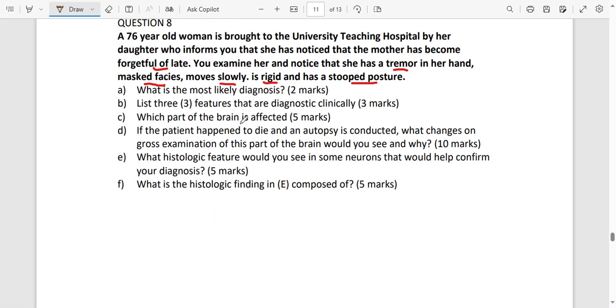Okay, we are back to this question. Anyone to help with the diagnosis?